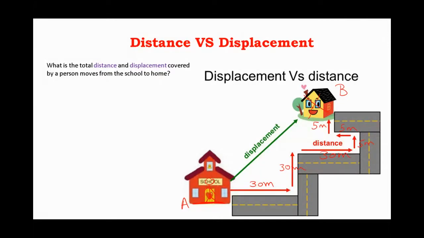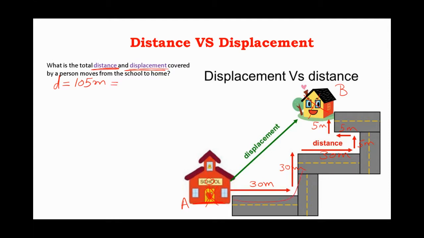So he started from the school until he arrives at his home. We need to calculate what? The distance and displacement that Mr. Omar covered in his trip. Let's try the distance first. Can you please calculate the distance? That's right. It's 105 meters. Why is it 105 meters?